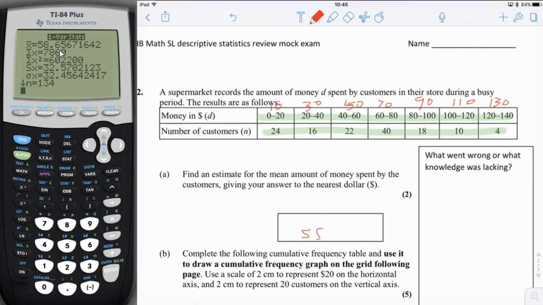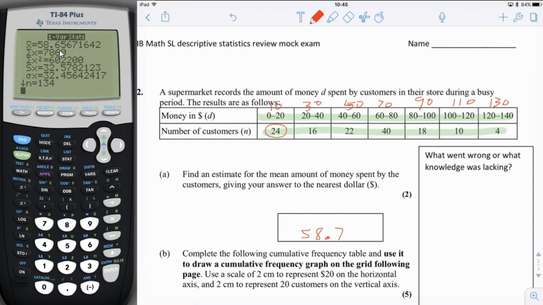Why is it an estimated mean and not the real mean? Well, we're already starting out with data that is not really precise. Why? Because we know that there are 24 people that spent between $0 and $20, but how much did person 1 spend? How much did person 5 spend? How much did person 17 spend? How much did person 24 spend? We don't know. The only thing we know is that all those people spent an amount between 0 and 20.